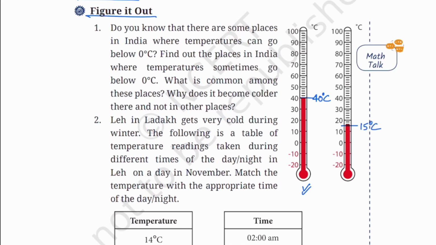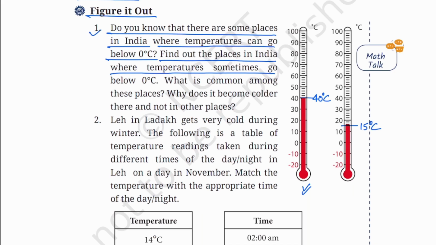Figure it out. 1. Do you know that there are some places in India where temperatures can go below 0 degrees Celsius? Find out the places in India where temperatures sometimes go below 0 degrees Celsius. What is common among these places? Why does it become colder there and not in other places? They are located much above the sea level on the mountainous region of Himalayas.